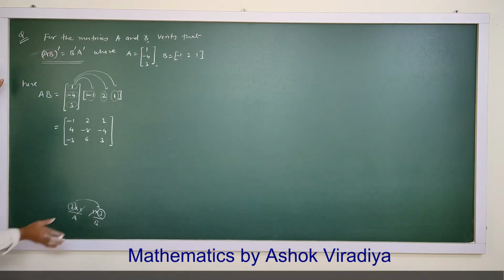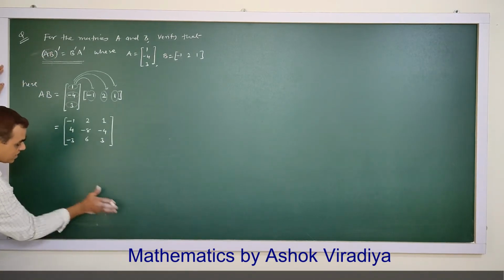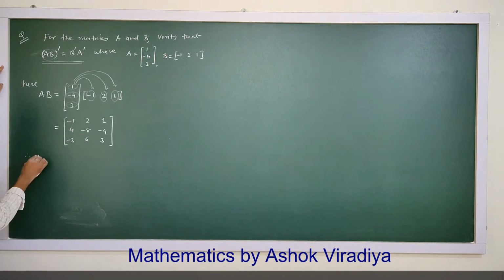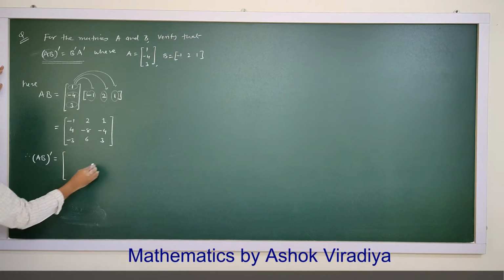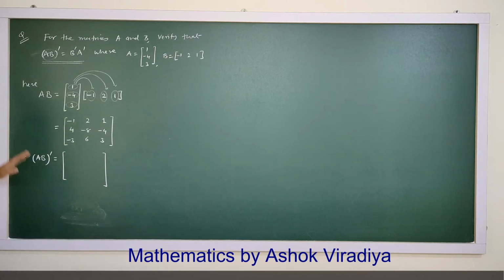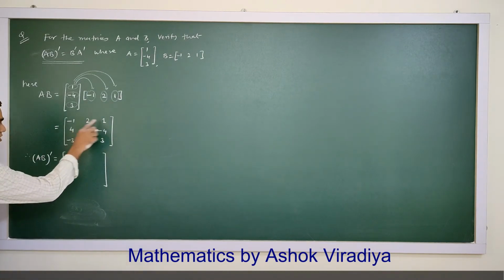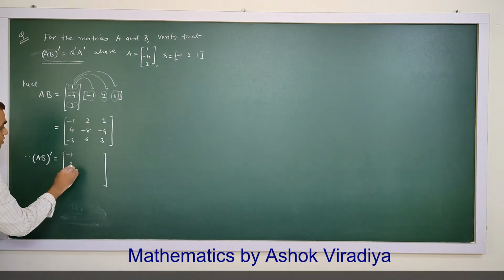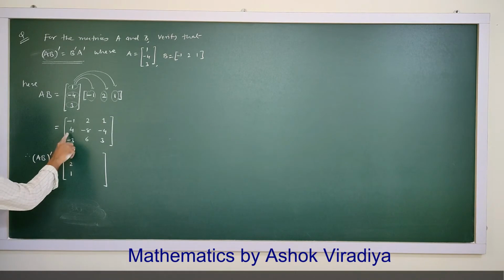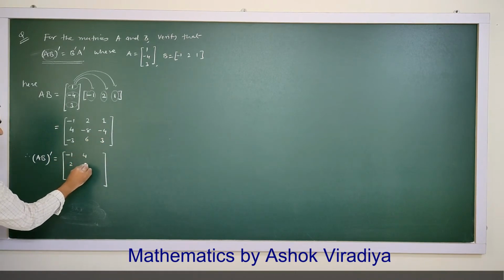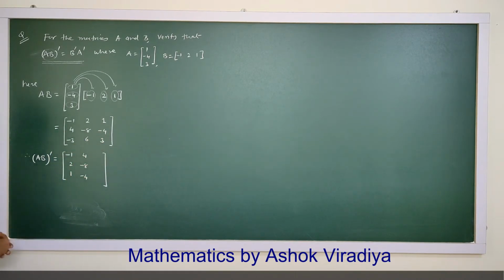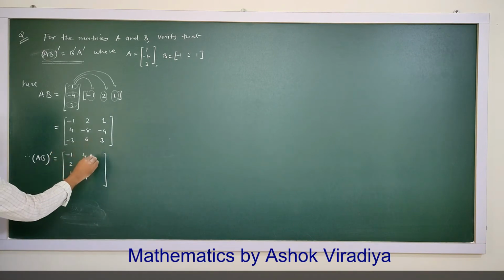Now we take its transpose. The transpose of this matrix is, taking its transpose, first row is first column, second row is second column, third row is third column.